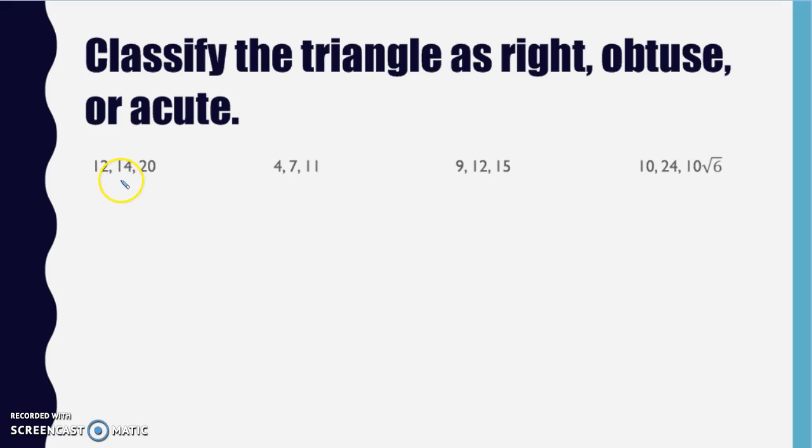I'm going to see if the sum of the two sides is greater than the third. So 12 and 14 is greater than 20. 12 and 20 is greater than 14. And 14 and 20 is greater than 12. So this is a triangle. 4 and 7 equals 11. That's not greater than, so this one right off the bat we know is not a triangle.